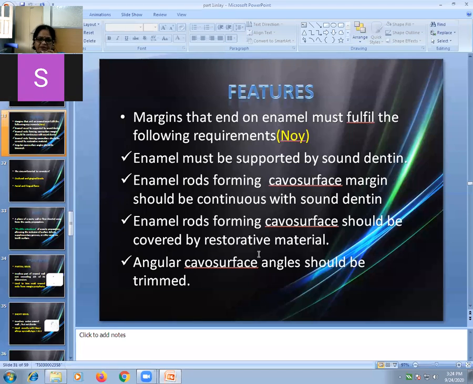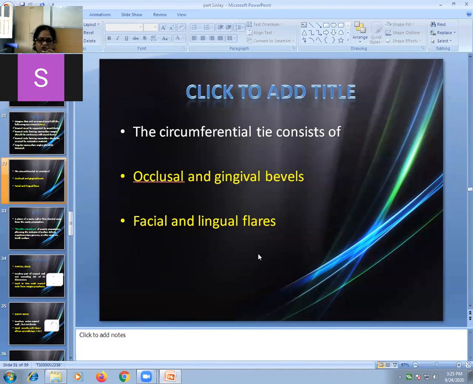So whenever the enamel rods are there, they should be covered with the restorative material. This is the main thing: your restoration is covering the tooth structure. So cavosurface margins are always covered with the restoration. Because we are always giving a bevel, that means your cavosurface margins are angular, and for them we are trimming them. So the circumferential type consists of two features.